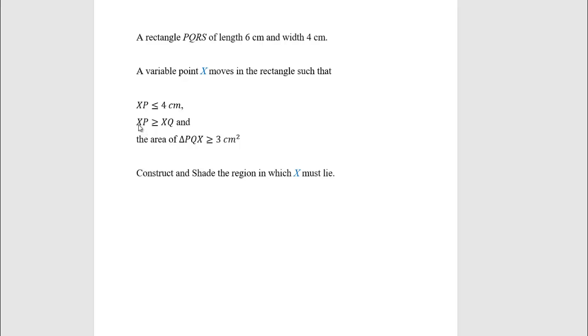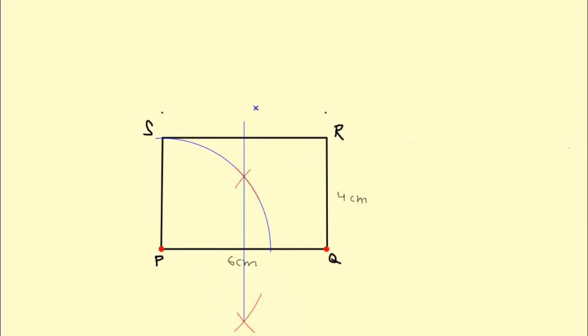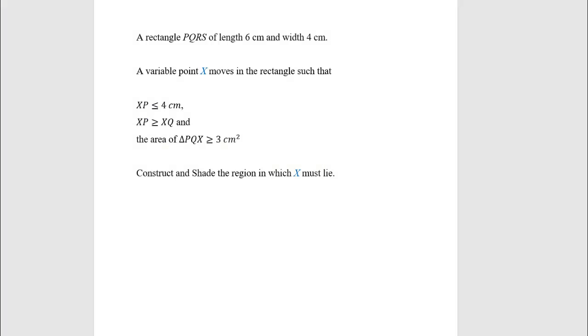Now the second condition: the distance of X from point P and the distance of X from point Q is equal. First we have to handle equality, and after that we will see how to handle this inequality. So it means that the distance of X from P and its distance from Q is equal, so it is the perpendicular bisector of line PQ. So this is the perpendicular bisector of line PQ.